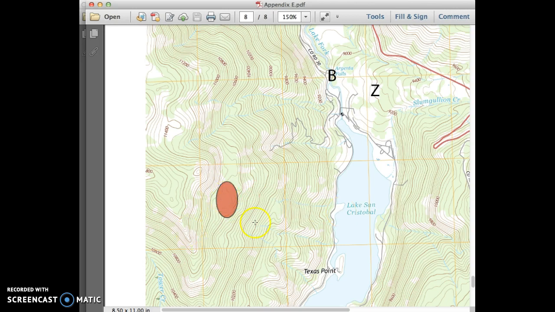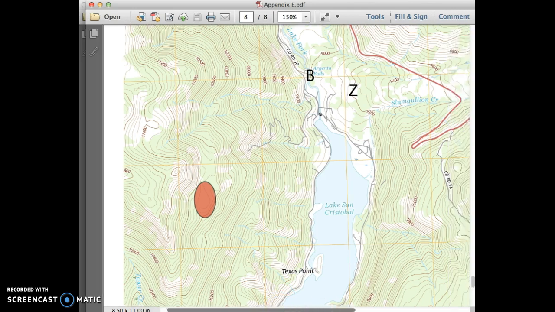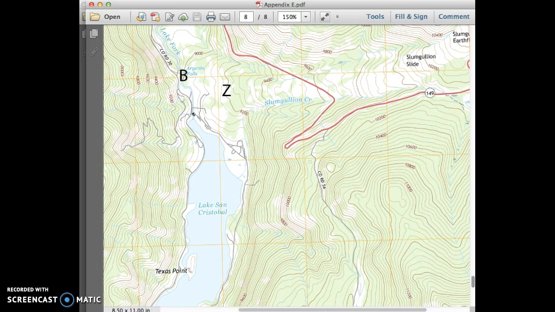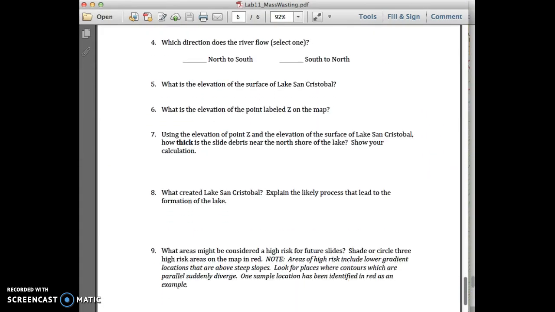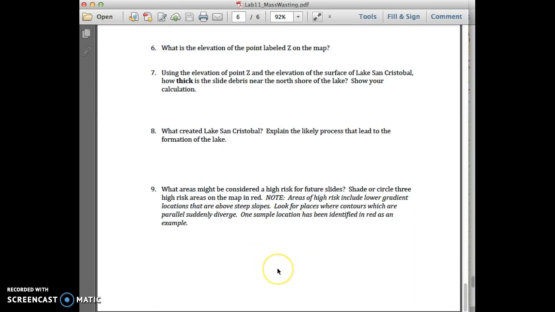This is also another location. So when you're going through the map, you're going to look for places where the contours bow apart as possible future slides or future events. Okay, so you look at both sides of the map, try to identify 3, and just do your best on that part of the activity. And that gets you all the way to the end. It shouldn't be too difficult.